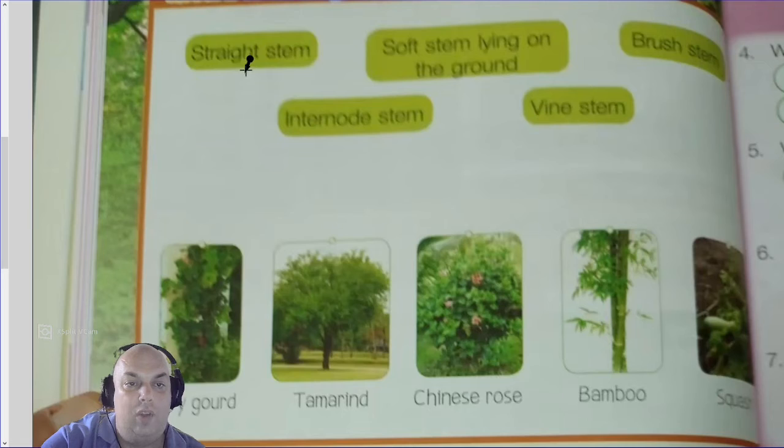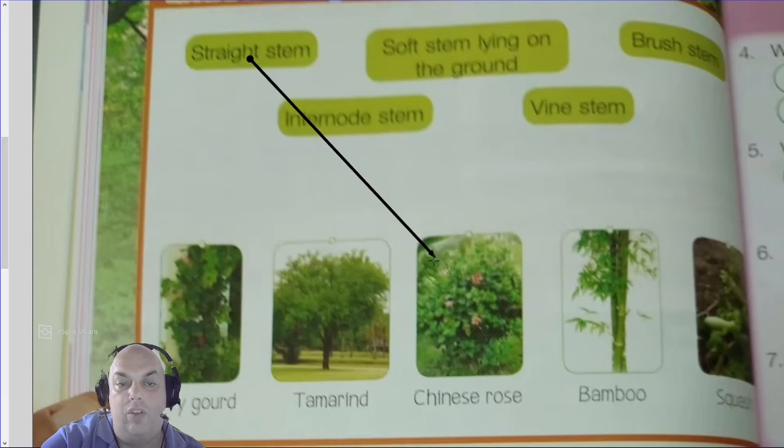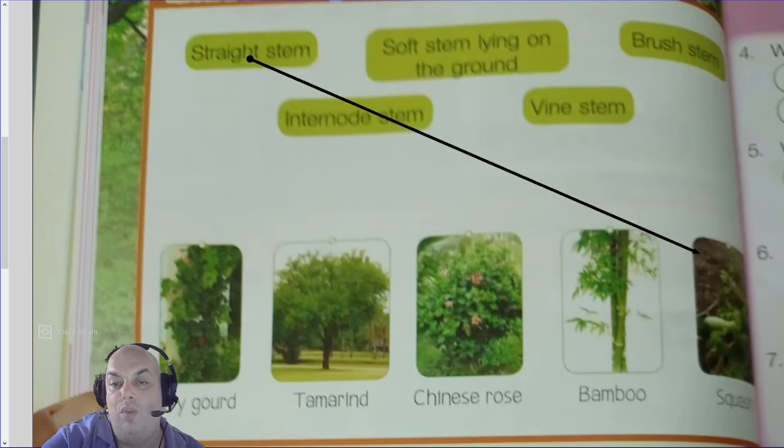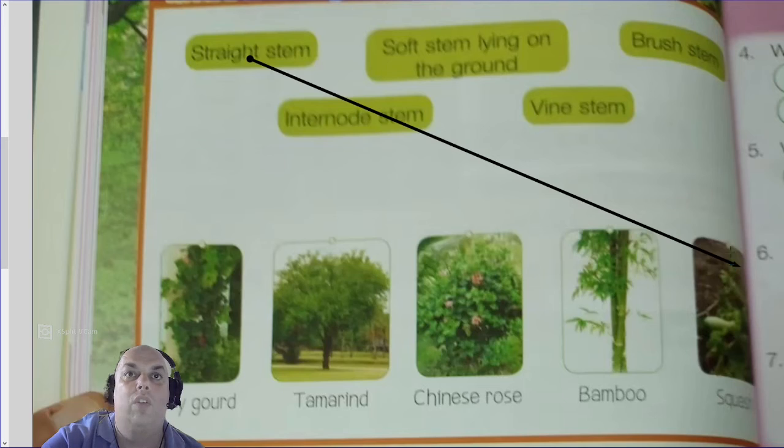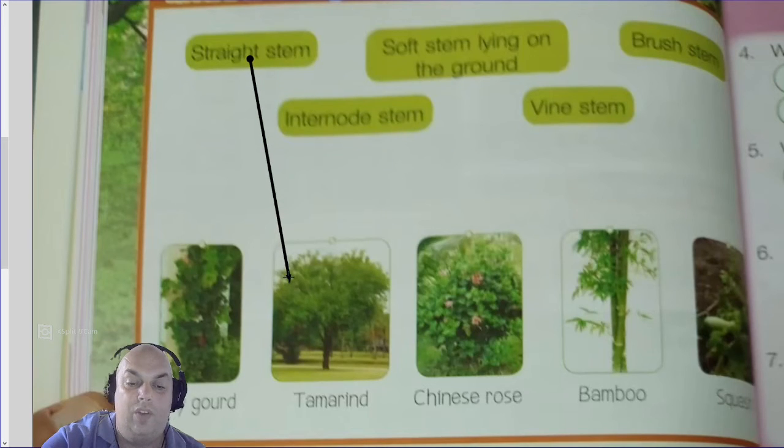So let's start with the straight stem. Is it the ivy gourd? Is it the tamarind? The Chinese rose? The bamboo? Or the squash? But of course it is the tamarind tree. Yes, the tamarind tree has a straight stem.